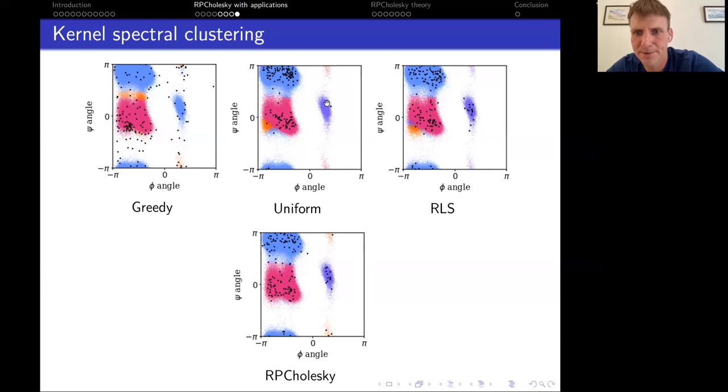Ridge leverage score sampling is kind of similar to uniform. It doesn't have any data points here, for example. These are periodic coordinates. They're angles. They're called dihedral angles. And then RP-Cholesky does a good job. It gets the right clusters.